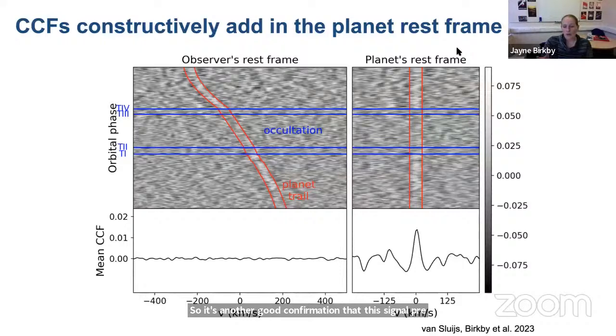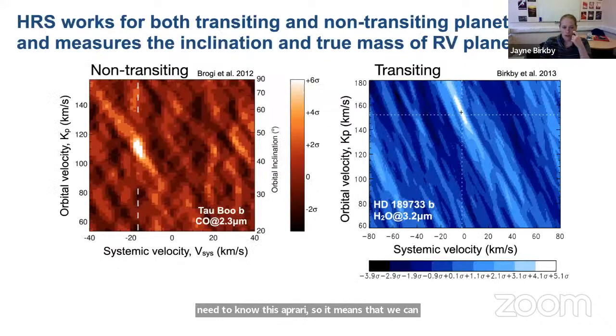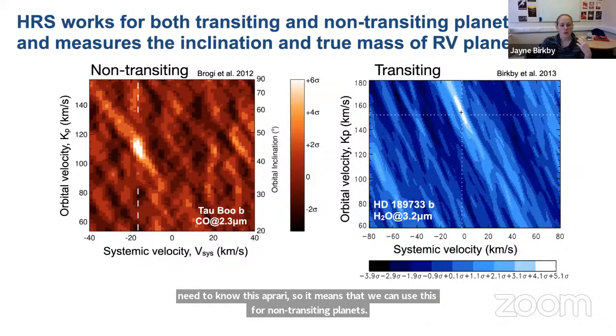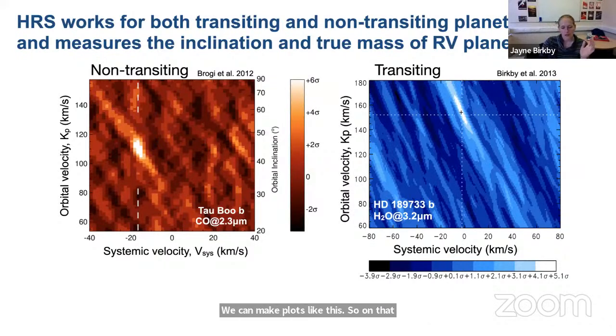So we can also explore the range of orbital velocities that we think the planet might have. We don't actually need to know this a priori, so it means that we can use this for non-transiting planets. We can make plots like this. On that y-axis now is the velocity that I tried to shift it into the rest frame, and then I've summed everything, and so each row in this matrix is one of those summed cross-correlation functions.